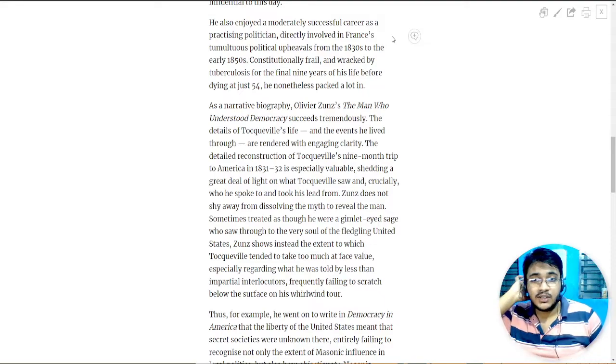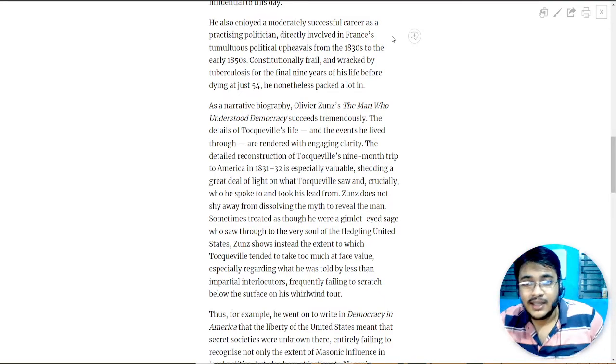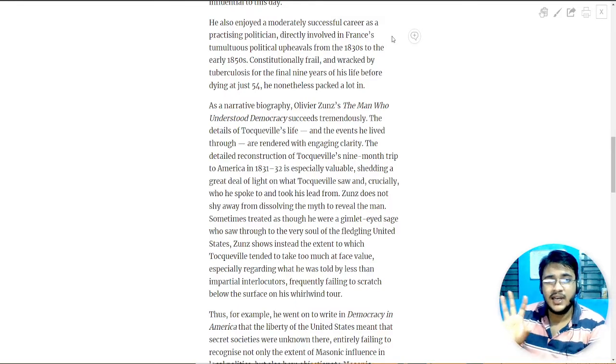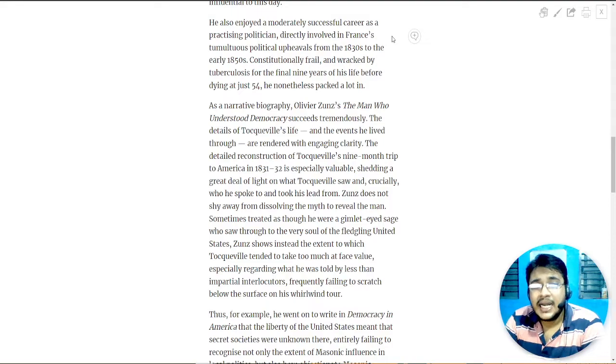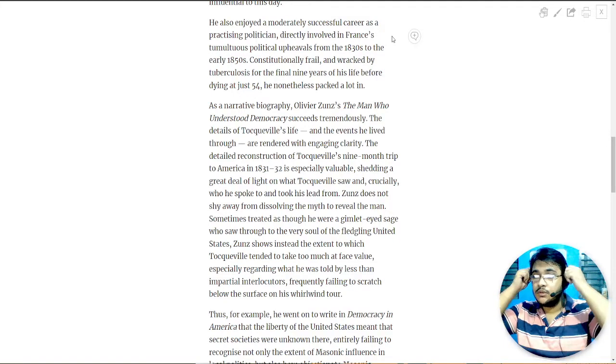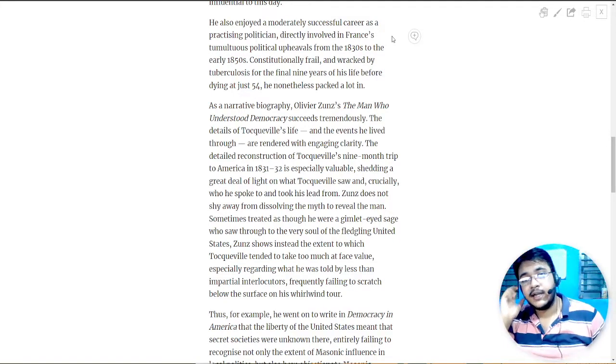So basically what this line is telling me is that he died at 54 and he was frail and all that. They're talking about his physical appearance. So he was frail in that way, very weak and all. But even with that, he packed in a lot. He did a lot. He wrote two books, remarkable work, of remarkable quality, right?